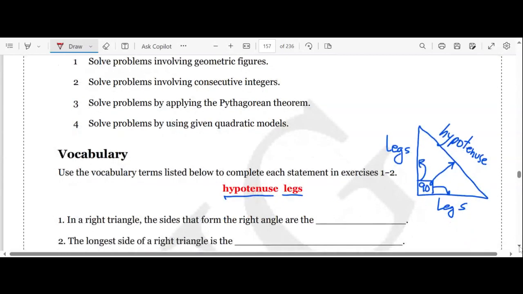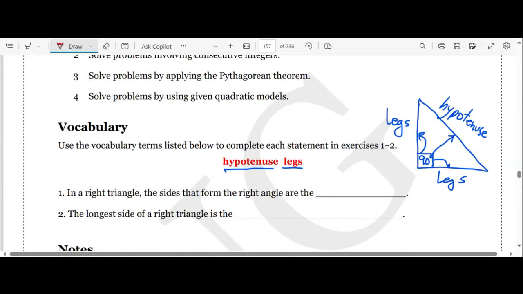Here it says hypotenuse. What is hypotenuse? Hypotenuse is the side opposite of the 90-degree angle. And what is a leg? Yes, the two sides adjacent to the 90-degree angle. Is this clear? Clear or not clear?